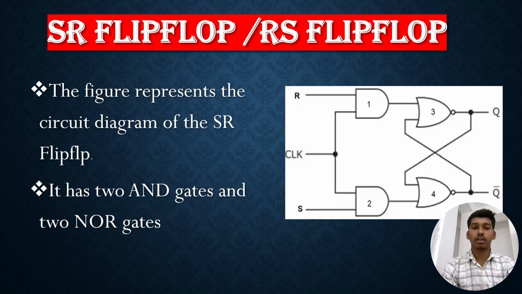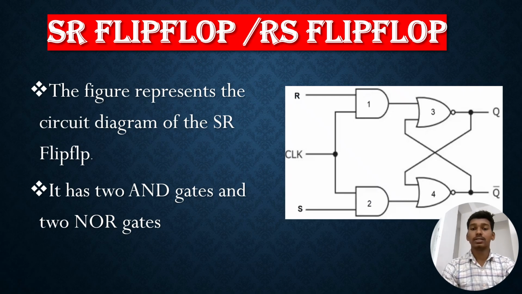Coming to the SR flip-flop or RS flip-flop. This figure shows a circuit diagram of the SR flip-flop. In the SR flip-flop, we have two AND gates and two NOR gates. The output of one NOR gate is connected to one terminal of the other NOR gate, and similarly, the output of the other is connected to one terminal of the first NOR gate.